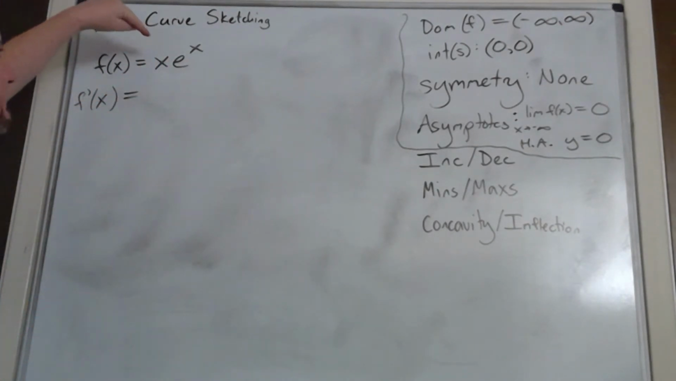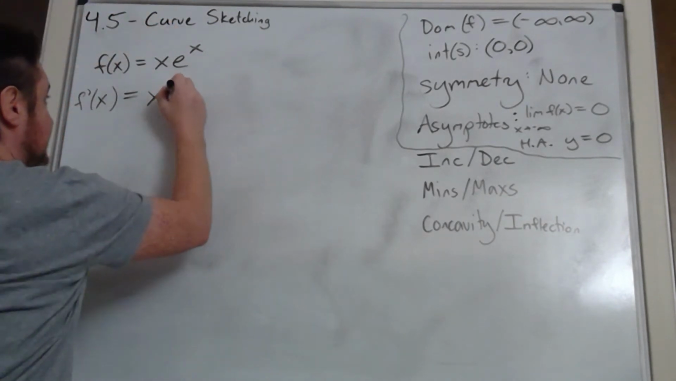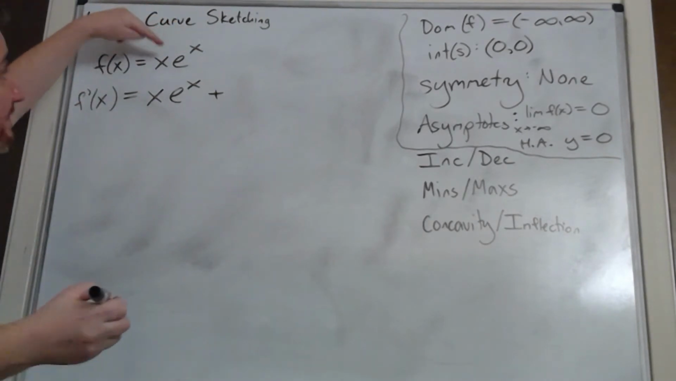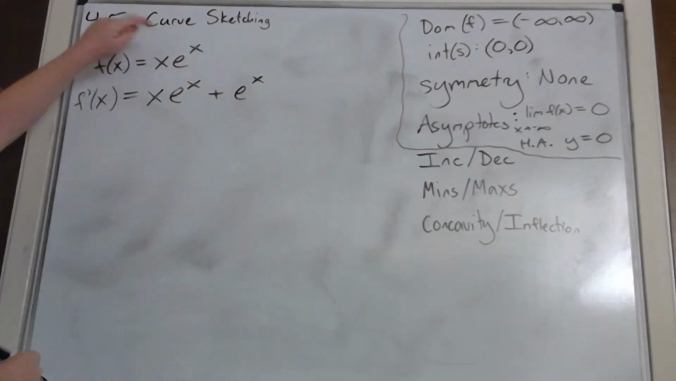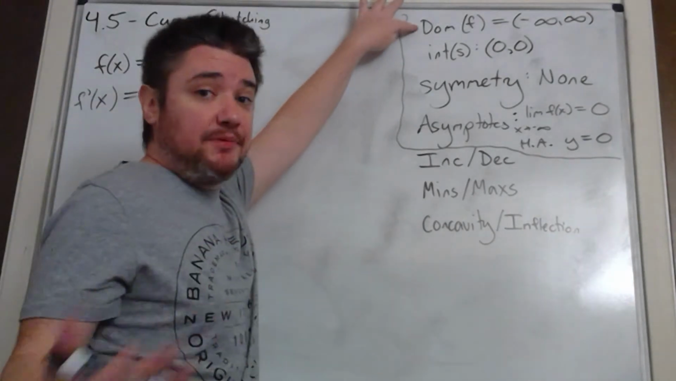However, let's say the first function, x, times the derivative of the second, the derivative of e to the x is e to the x, plus the second function, e to the x, times the derivative of the first function, which is a 1. So we end up with just plus e to the x. Okay, that's our derivative. The domain of the derivative is still all real numbers.